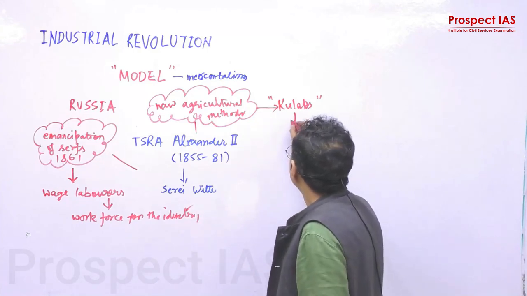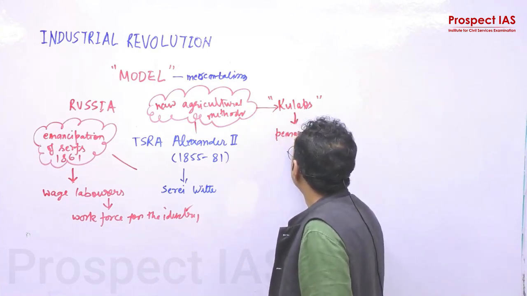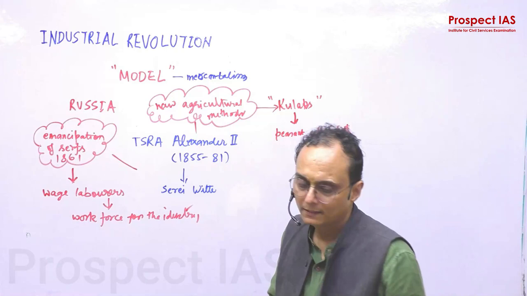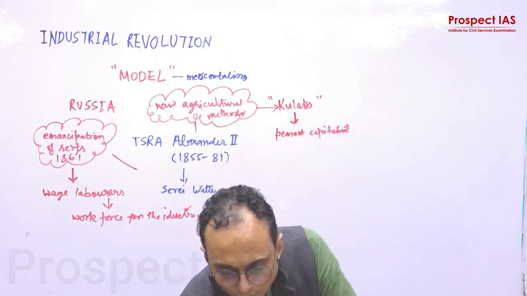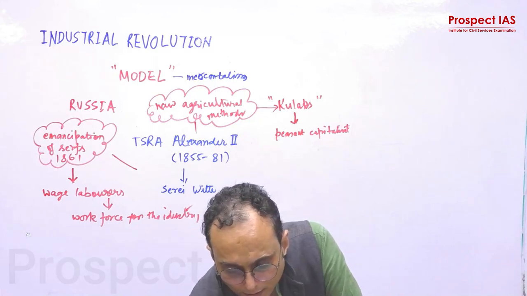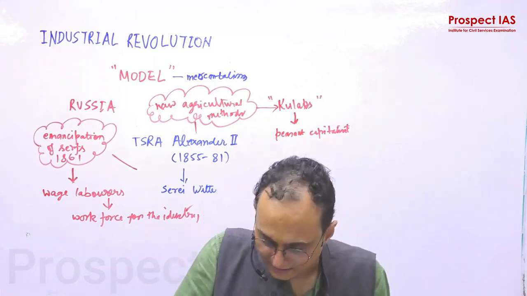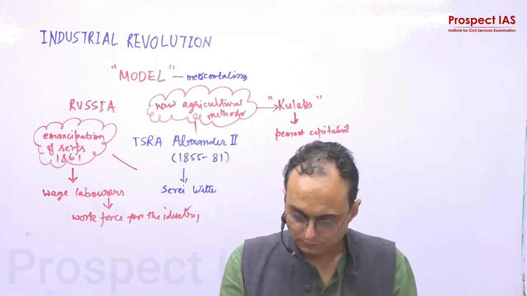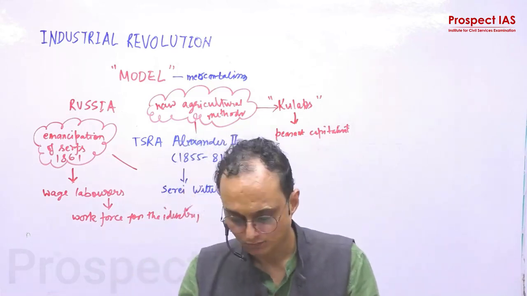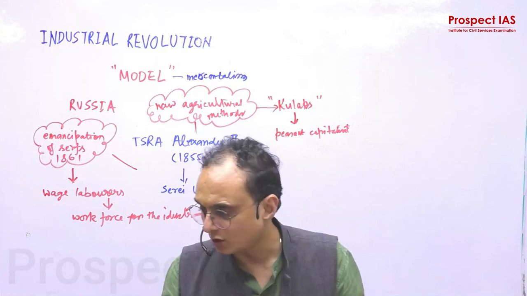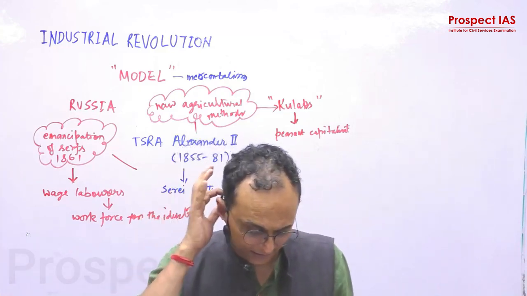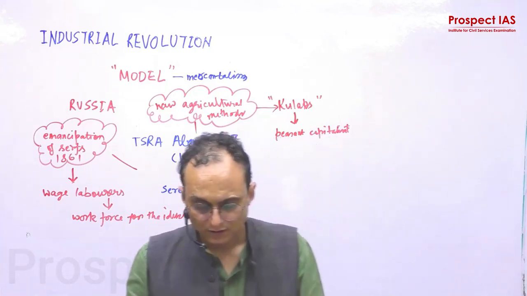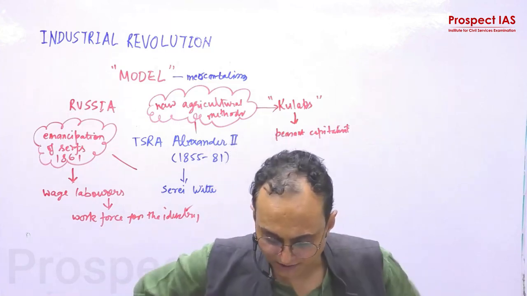Peasant capitalist, owning large tracts of land, livestock, and machinery.